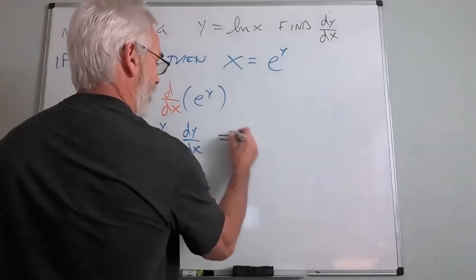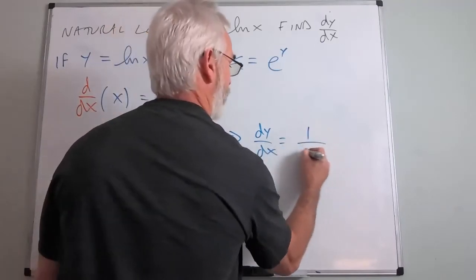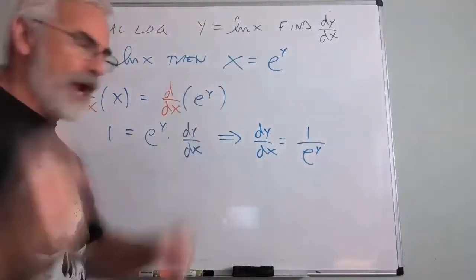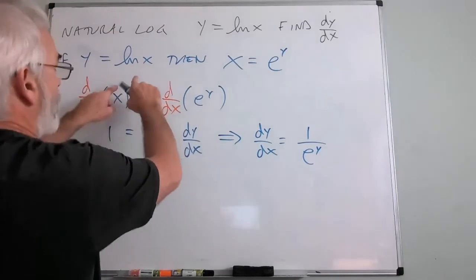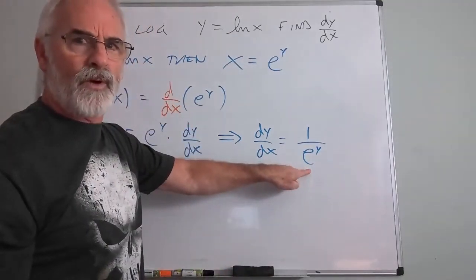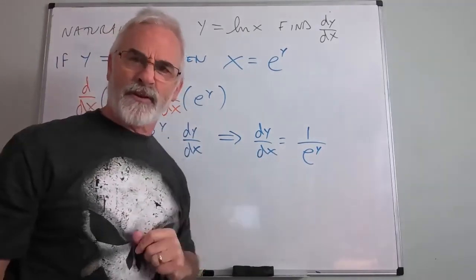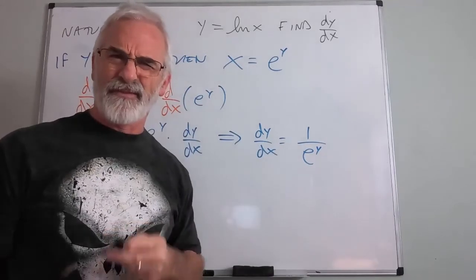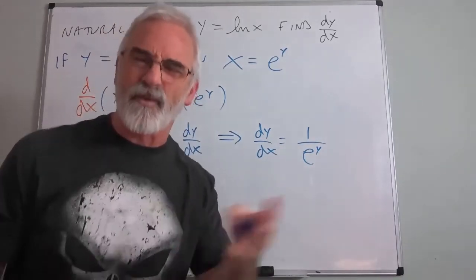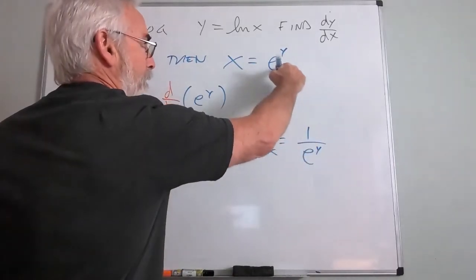So this would mean that dy dx is equal to 1 over e to the y. So the derivative of the natural log of x is 1 over e to the y. Oh, wait a minute. Don't I kind of want something x-ish over here? Yeah, the derivative of the natural log of x, I don't really want a y. And gosh, so what are we going to do?